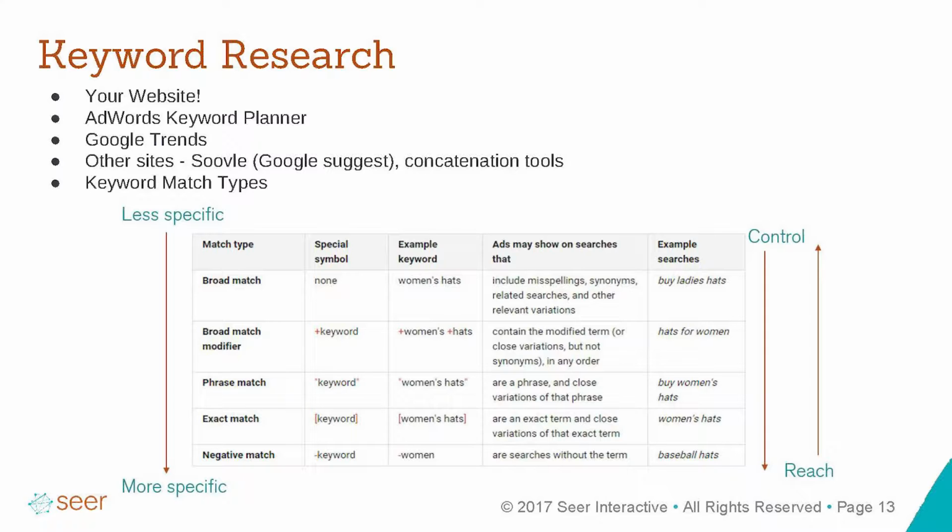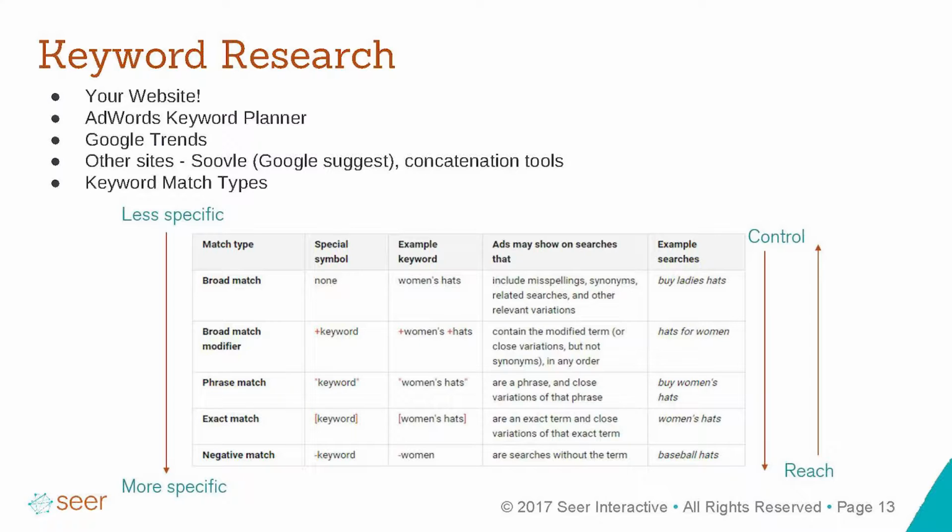Lastly is exact match, which is exactly what it says. This means that someone has to search exactly this term for your ad to show. This is very highly controlled. This is the one you have the most control over. Know that when you do this, your reach will be a lot lower because there are fewer people searching exactly for women's hats as there are searching for women's hats and hats for women and where can I find women's hats, things like that.